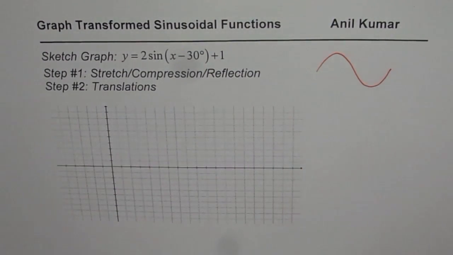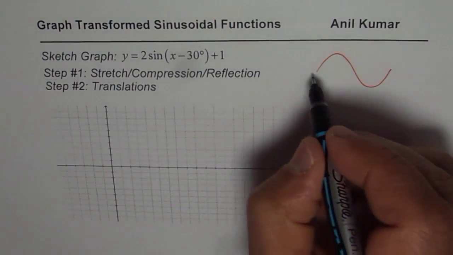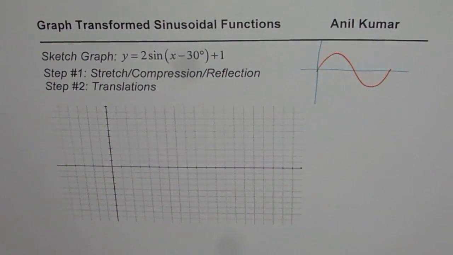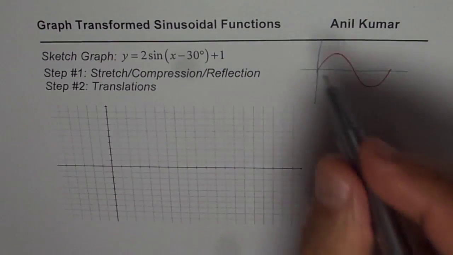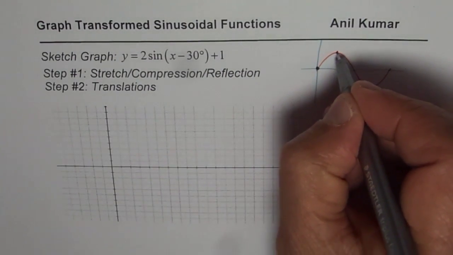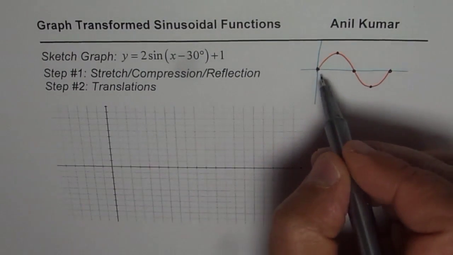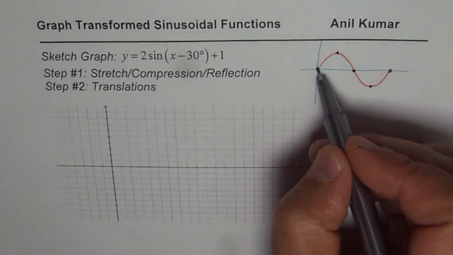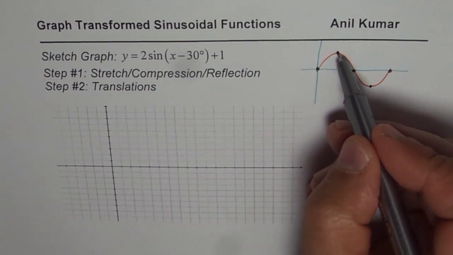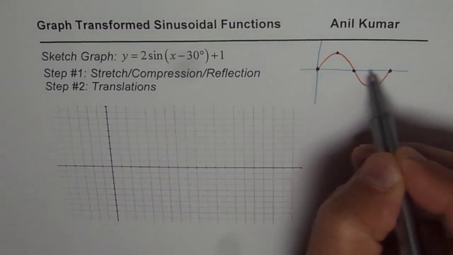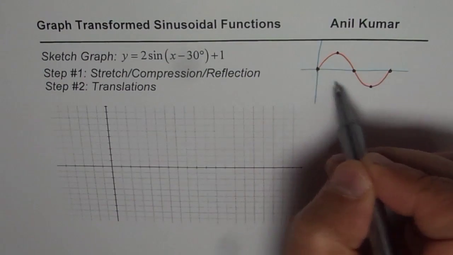Let us say this is a sinusoidal function. This is just to explain, and then we'll finally sketch it. The points I'm talking about are these points. So initially we have these 5 points on a sine function. A sine function always starts from a 0, then goes to the maximum, 0, minimum, and 0 in one cycle.